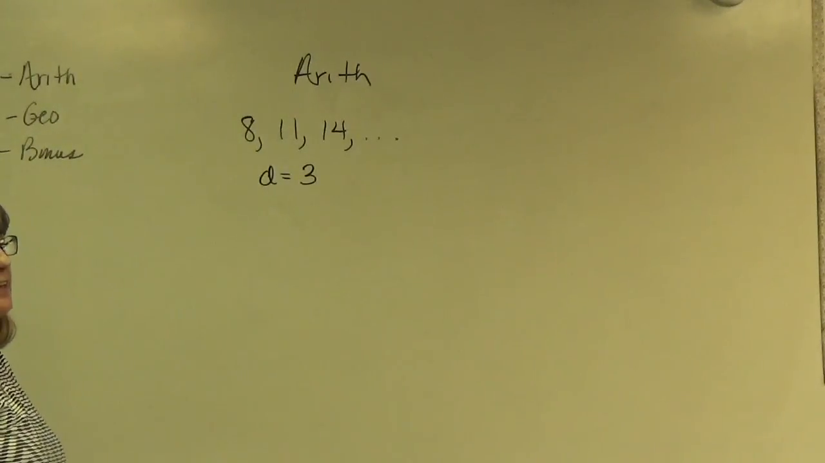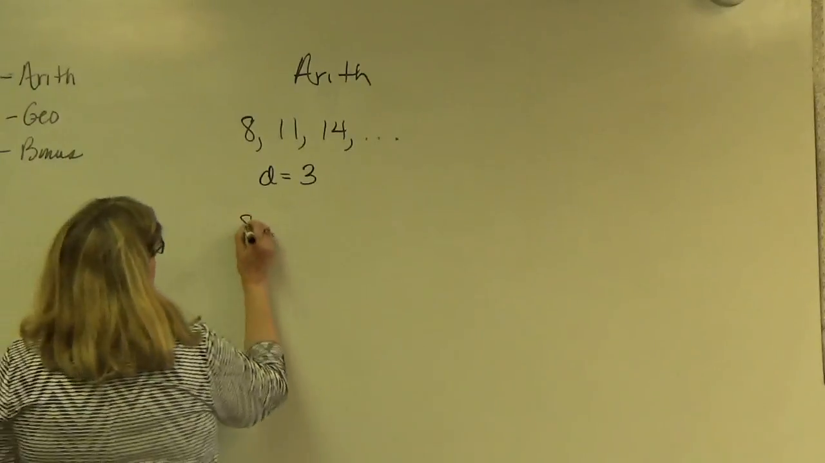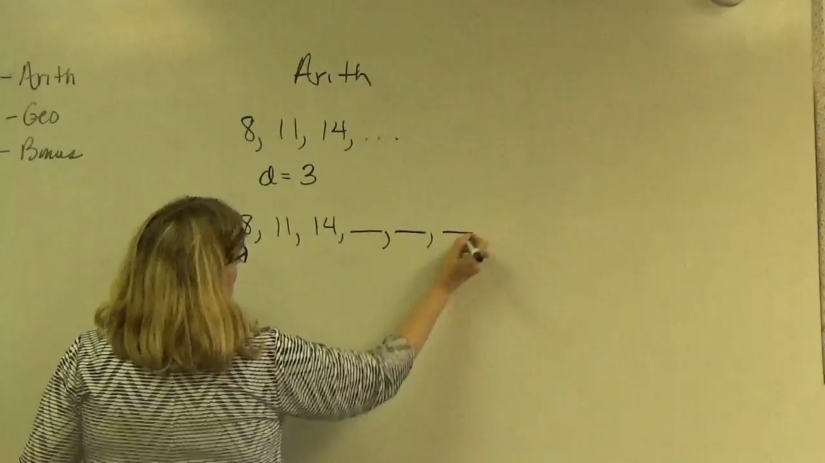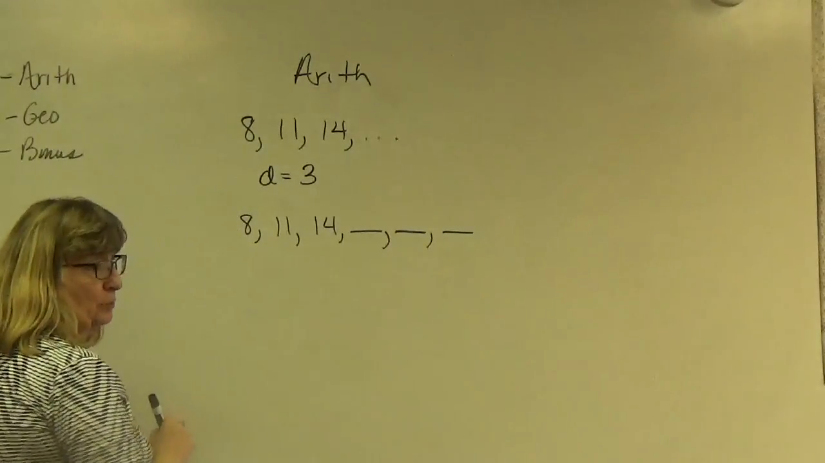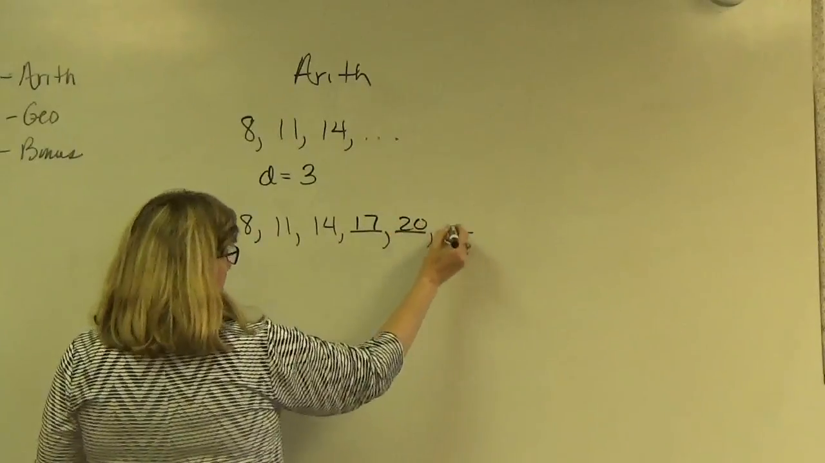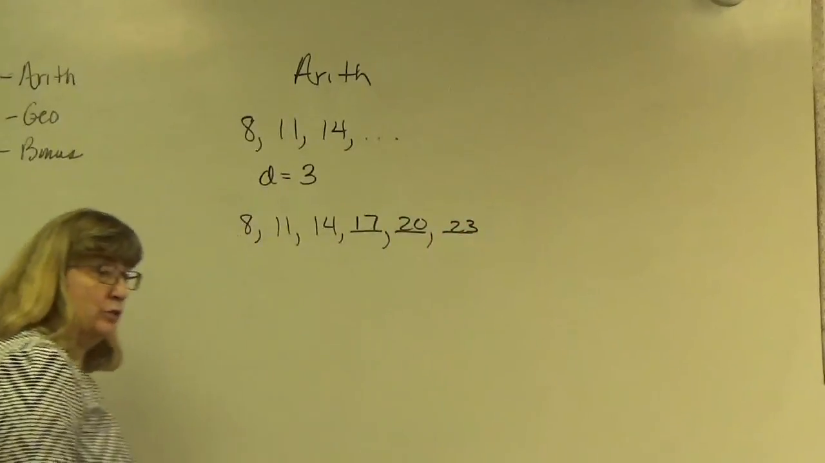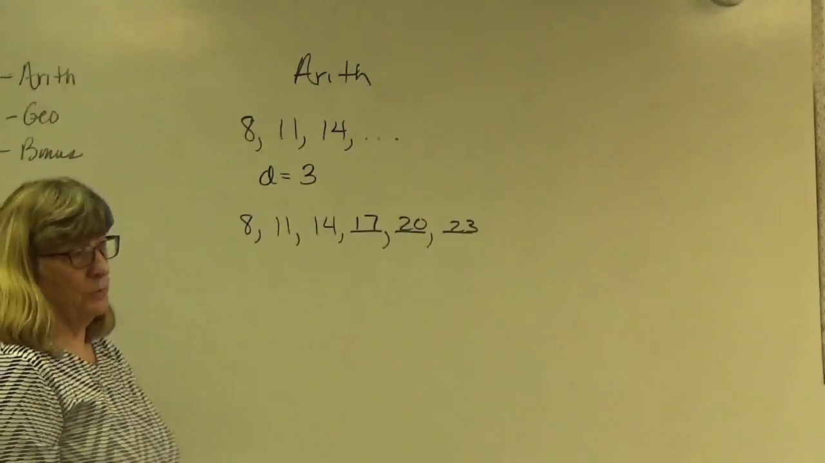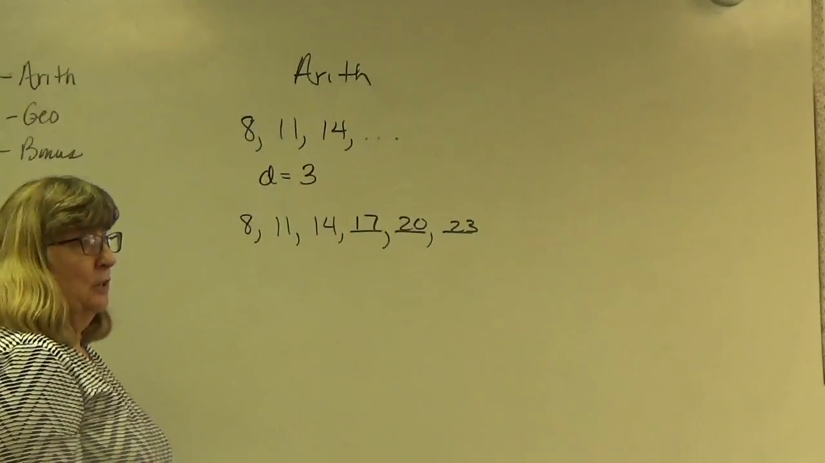Okay, now, what if I asked you something easy? What if I said find the next 3 terms? So what would be my next 3 terms? 17, 20, and 23. Does everybody agree there? Which really, this quiz is a common sense quiz. You can do it without any knowledge of any formulas. It may take you longer, but common sense.